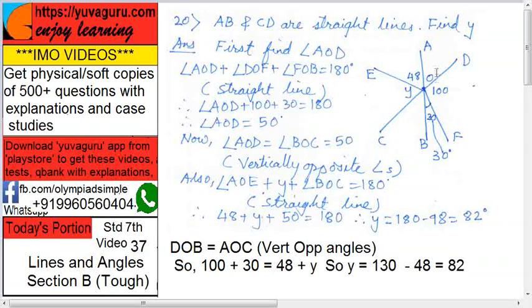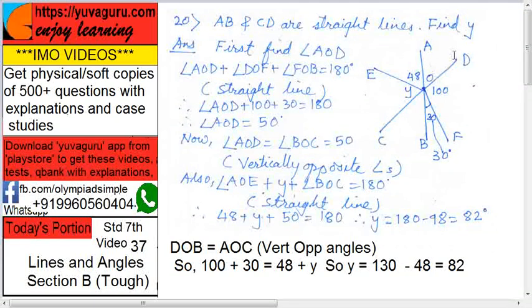Some books find AOD first. Means this AB is a straight line. So AOD plus DOF plus FOB, these three form 180 degrees. So AOD plus 100 plus 30 equals 180. So AOD becomes 50. Now AOD is 50.